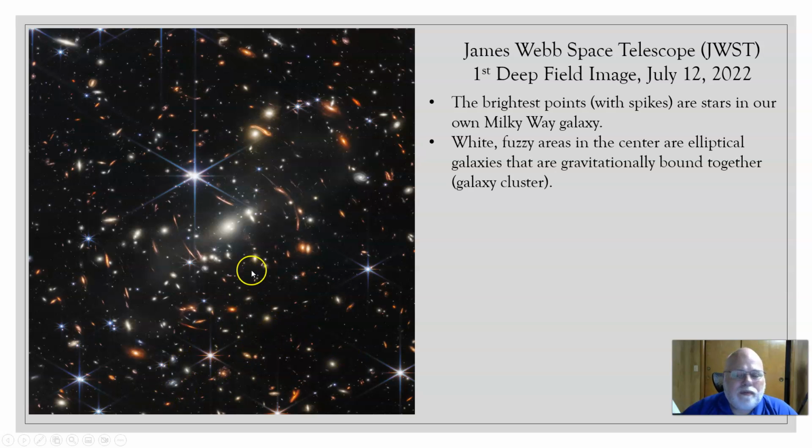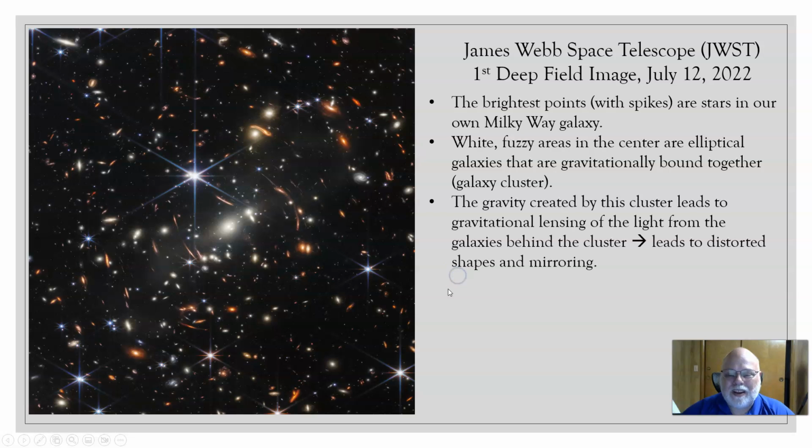Now, these white fuzzy areas here at the center, these are elliptical galaxies. And it turns out that these galaxies are bound together, which is another level of structure that we're going to talk about, but they're bound together by gravity. All right, and they form what's called a galaxy cluster. Now the neat thing in this image, I wanted to point out, is that the gravitational influence of this galaxy cluster actually causes the light that's sent from the galaxies behind it to go through what's called gravitational lensing, and you see it in the distorted shapes.